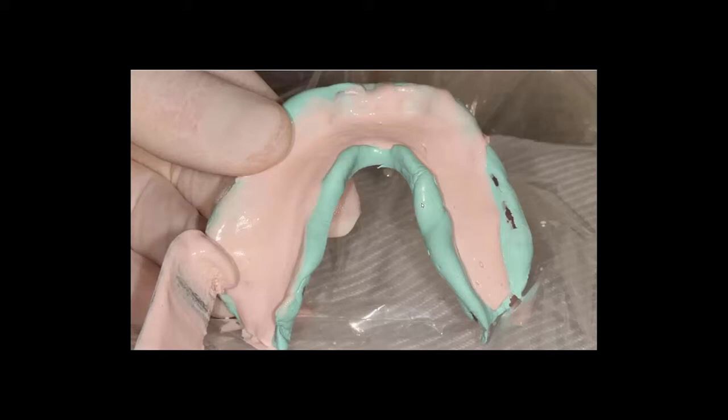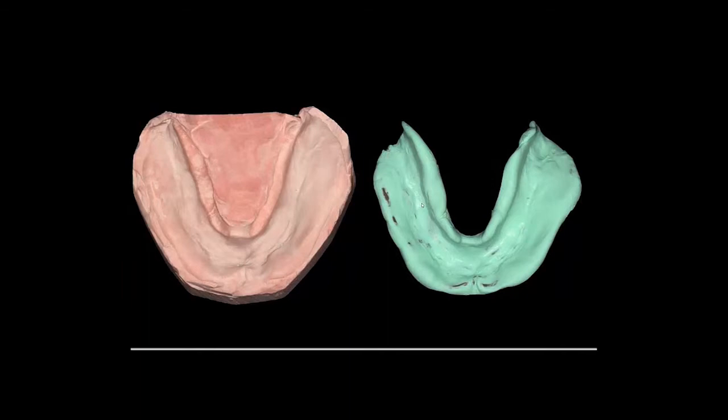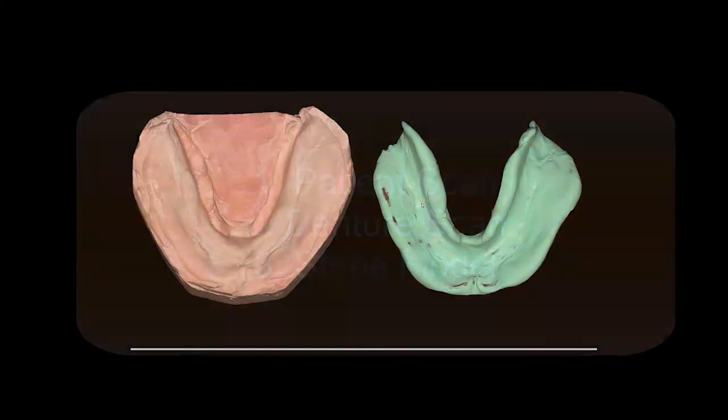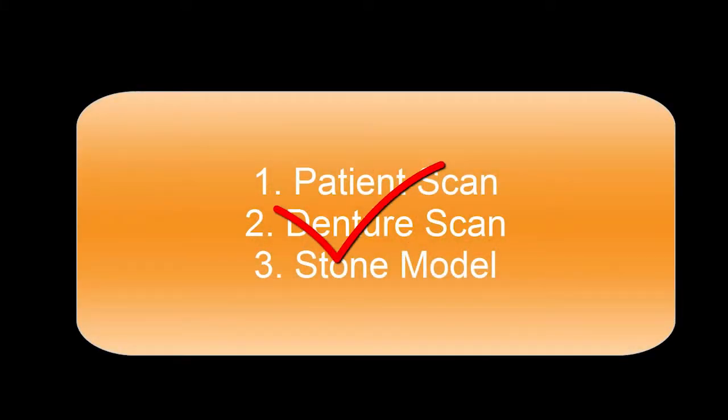And then we will pour stone and create a stone model. So again, that's going to be 2 scans, one with the patient wearing the lined denture and one with the denture just by itself. So 2 scans, only 1 scan with the patient.